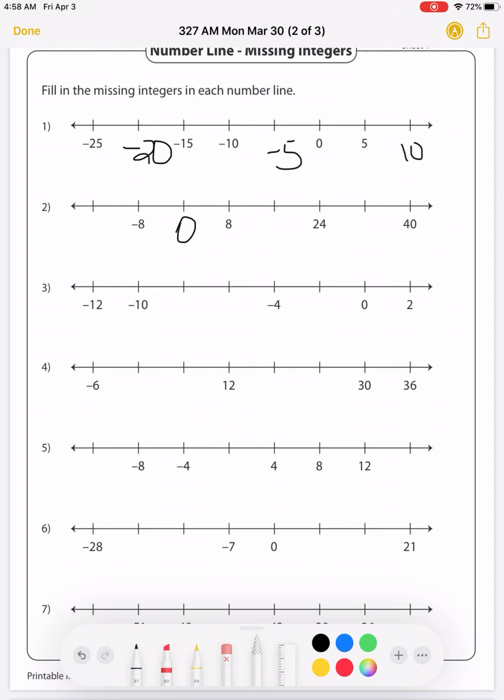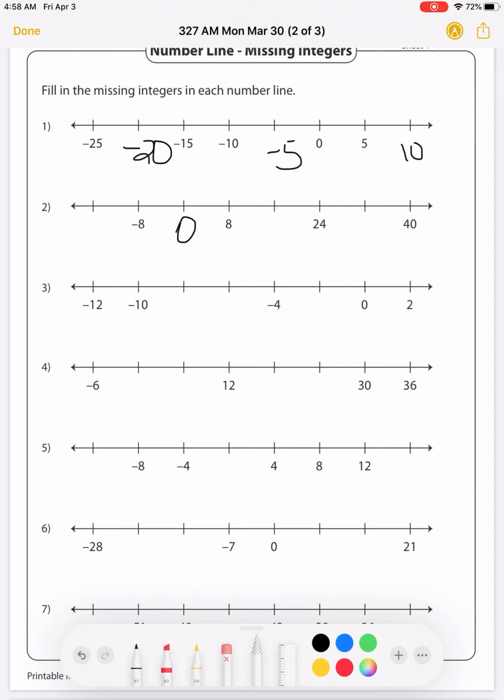So if we count by 8, 0 plus 8 equals 8. 8 plus 8 equals, I hope you said 16. Very good. 16 plus 8 would equal 24. Good. 24 plus 8, and you keep going. Same thing on the other side. 0 minus 8 is a -8. Then -8, add more 8, it'll be a -16, and you keep going.